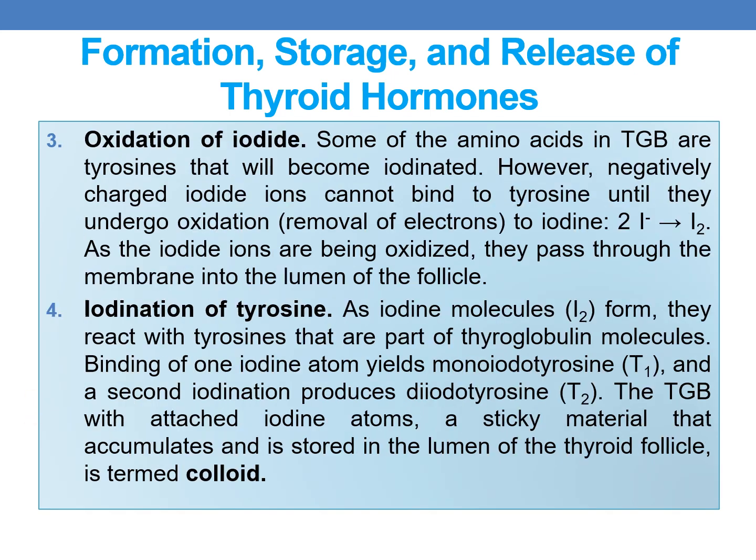The third step is oxidation of iodine. Some of the amino acids in the TGB are tyrosines that will become iodinated. However, negatively charged iodine ions cannot bind to tyrosine until they undergo oxidation, that is removal of electrons from iodine. As the iodide ions are being oxidized, they pass through the membrane into the lumen of the follicle.